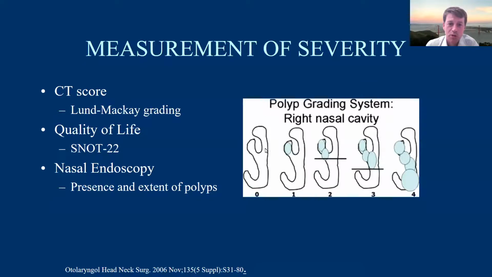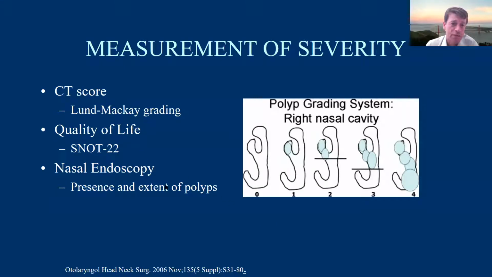This is supposed to represent the right side of the nasal cavity, septum here, middle turbinate here, inferior turbinate. Grade 1 is still within the middle meatus area. Grade 2 extends out beyond the middle turbinate. Grade 3 goes down to the mid portion of the inferior turbinate, and grade 4 beyond that.